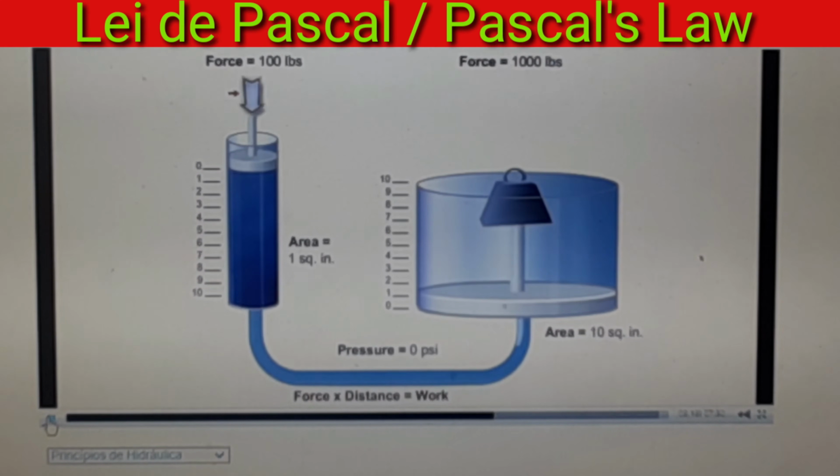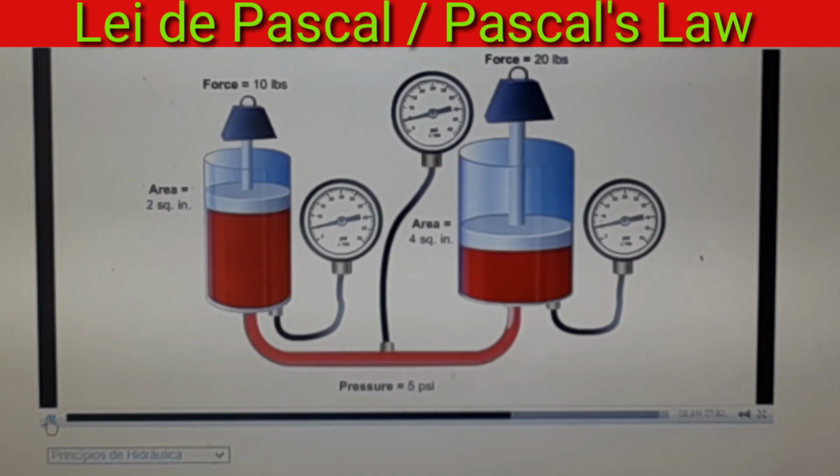This animation shows another example of force multiplication. A force of 10 pounds on a 2-square-inch area can be transferred into a force of 20 pounds on a 4-square-inch area. The pressure of 5 psi remains the same throughout the hydraulic circuit. This type of force multiplication is what makes hydraulic systems so effective.